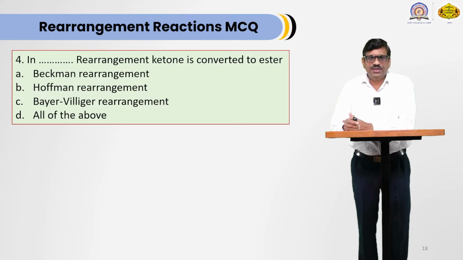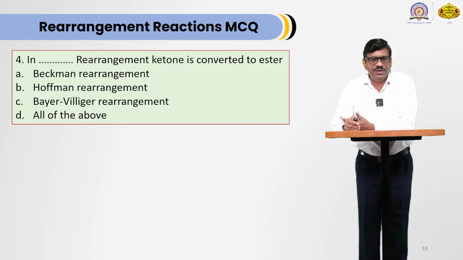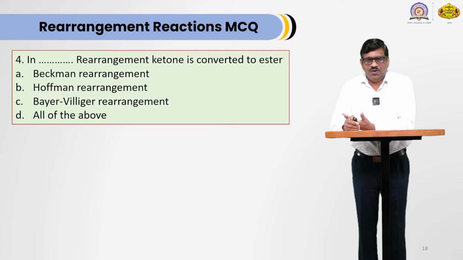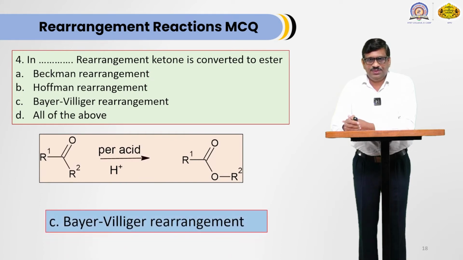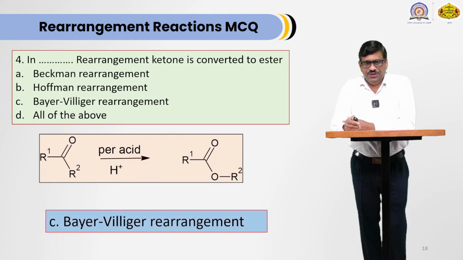We have seen that in Baeyer-Villiger rearrangement there is oxygen insertion and ketone is the starting compound. When oxygen is added to ketone, there is formation of ester. That's why in this question, Baeyer-Villiger rearrangement is the correct option, because we know that in Beckmann reaction there is an oxime derivative. In Hofmann reaction, amide is the starting compound, and in Baeyer-Villiger rearrangement, ketone is the starting compound. That's why Baeyer-Villiger rearrangement is the correct option of this question.